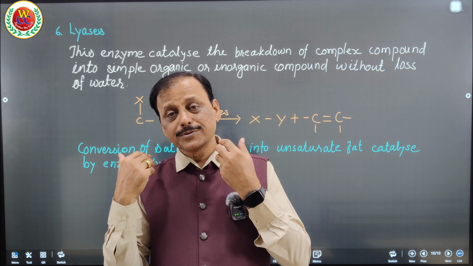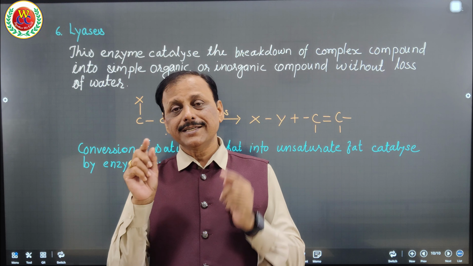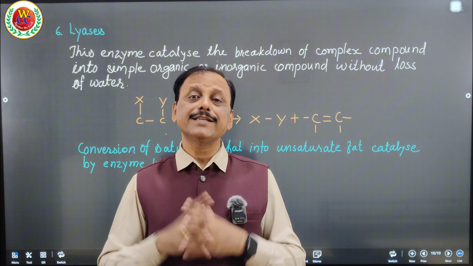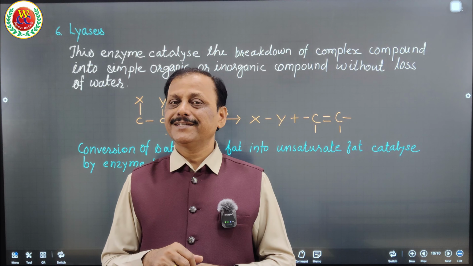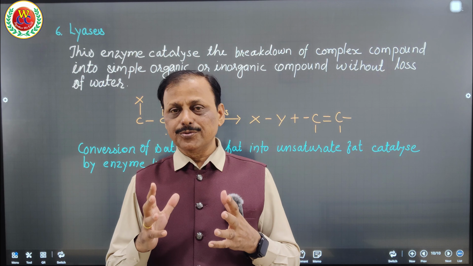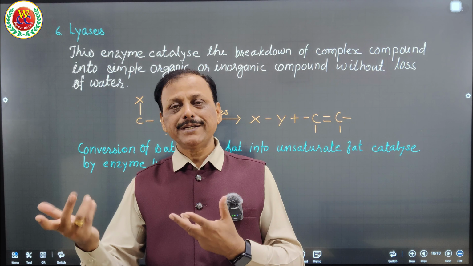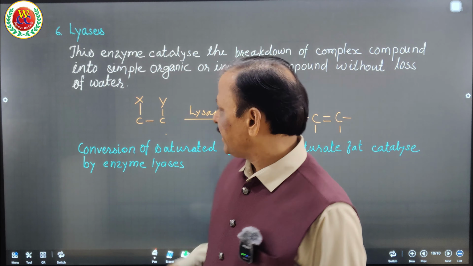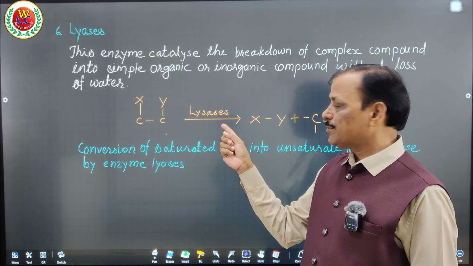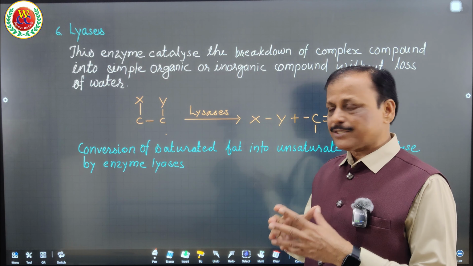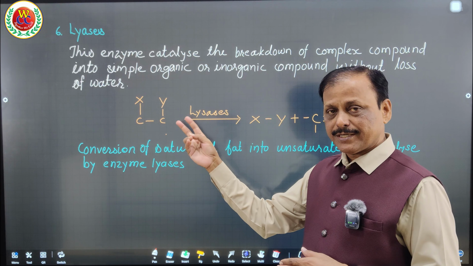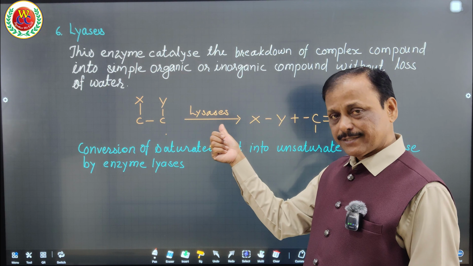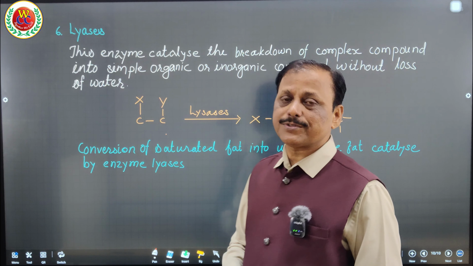Suppose chlorine and bromine are removed. Naturally, a double bond will be produced between two subsequent carbons to balance the valency of the carbon without loss of water. So 2-chloro and 3-bromo get converted into pentane, simple pentane, with the release of chlorine and bromine without loss of water, and that process is called lysis. So there are many reactions where some of the substrate gets released from a very common substrate without loss of water, and the enzyme which catalyzes this process is called lyases.